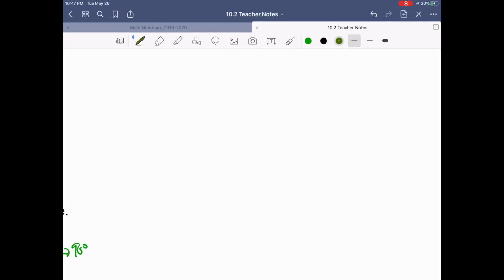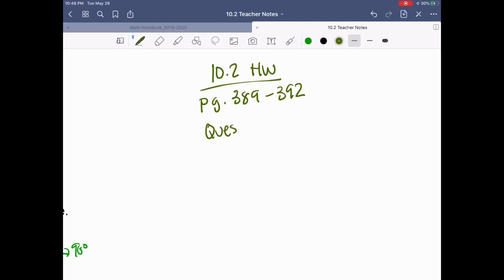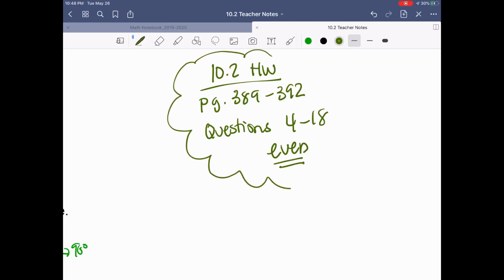Your 10.2 homework, or your assignment, is page 389 to 392 of your textbook. Questions 4 to 18, only the even ones though. So 4, 6, 8, 12, and so on. This is your assignment for 10.2.